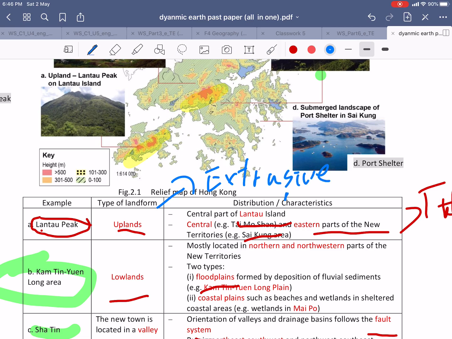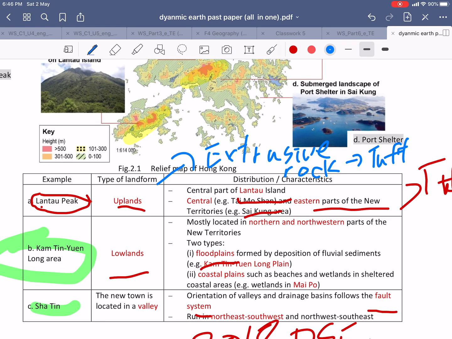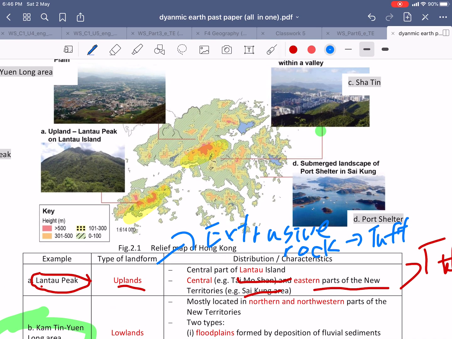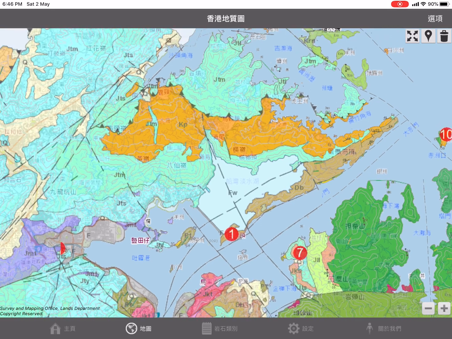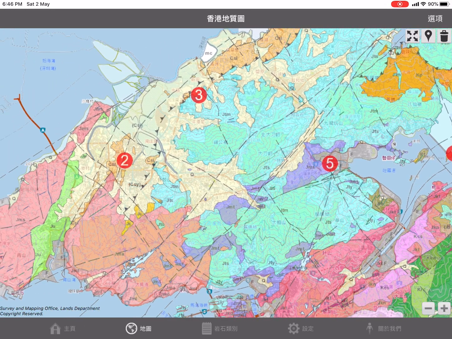What are the examples of this? Mostly tuff, rhyolite, okay. No room for writing rhyolite, okay. Kam Tin and Yuen Long area are mostly lowland, and some of them are sedimentary rock, but not necessarily sedimentary rock. Let me show you again, okay.